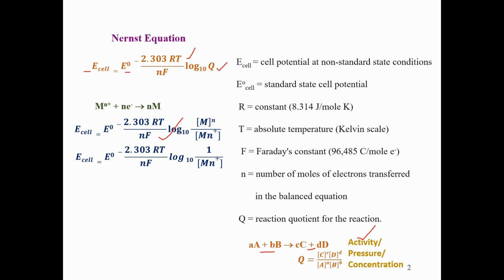Let's say the reaction is happening at 298 Kelvin. Then this Nernst equation can be further simplified by substituting the values for R, F and T. And that comes like this: E cell equal to E0 minus 0.0592 by n log Q.